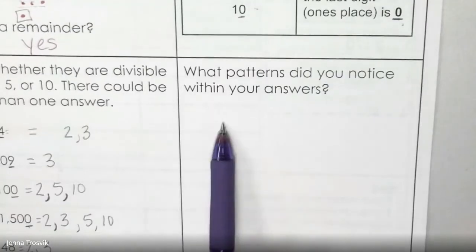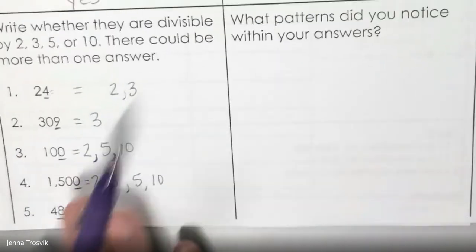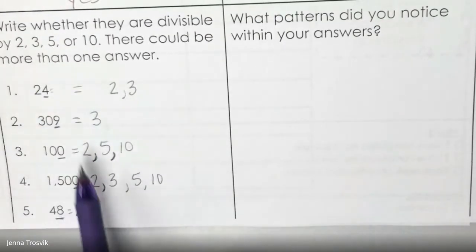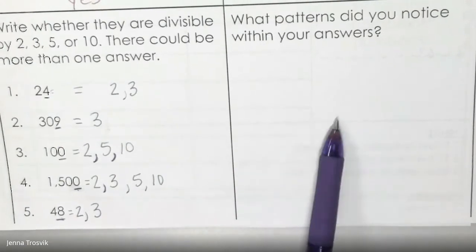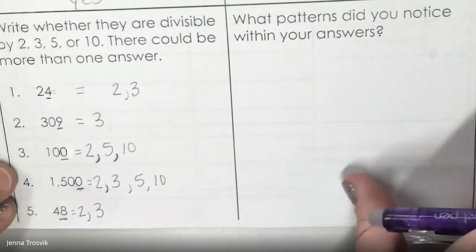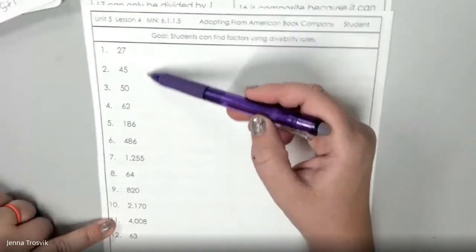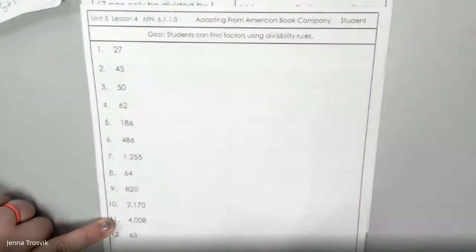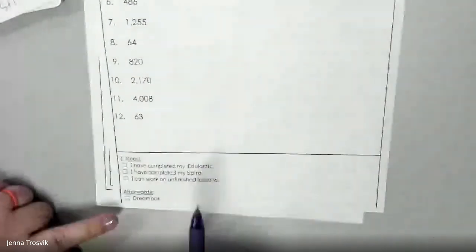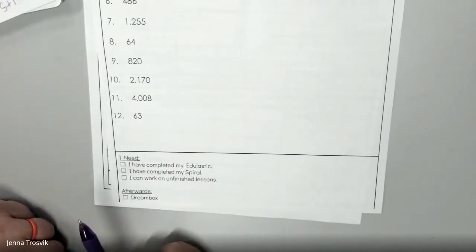All right, what patterns did you notice within your answers over here? What did you start to notice in these answers? Any patterns that you started to notice? Write it here. Your job is to go on to the second part, the student side, figure out what numbers these are divisible by, and then go on and do your edge elastic.